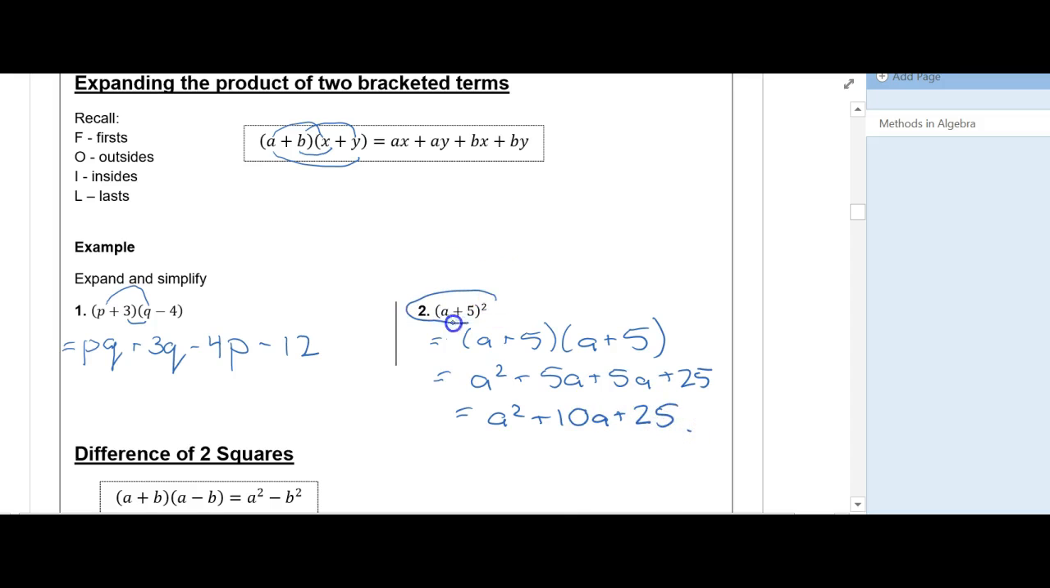Now, hopefully you're thinking, oh, but you could have done that a different way. You could have squared the first, squared the last, and done 2 times everything in the middle. People forget that 2 times everything in the middle, but you need to be able to recognise that that is one of those.